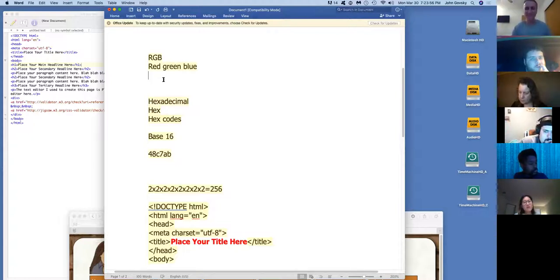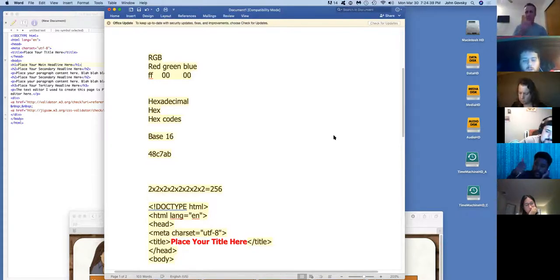So a pure red in hexadecimal code would be FF0000. FF would stand for the red value. 00 would be the green value. And then the second set of 00 is the blue value, right? So what we have is a system where 6 digits tells us the ratio of red, green, and blue light. So another way of saying red would be FF0000. Make sense? Okay, I hope you're all getting it.